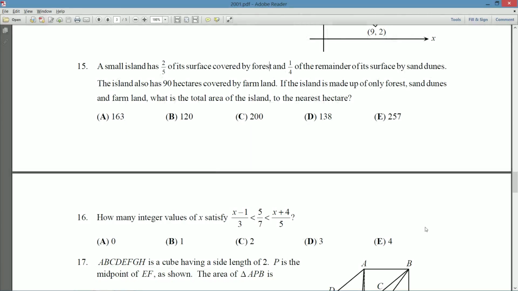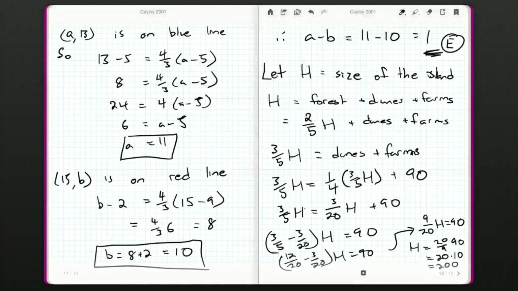So is 200 one of our answers? Yeah, there it is. It's right there in the middle. It's C. So just by introducing a variable named h, we were able to create an equation, because it's forest plus dunes plus farmlands, and we were slowly able to work it out.